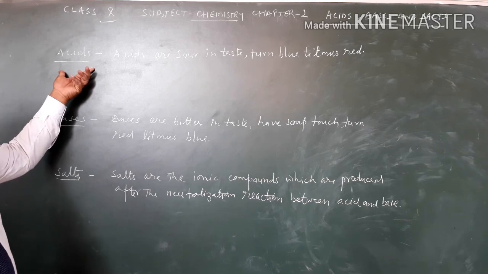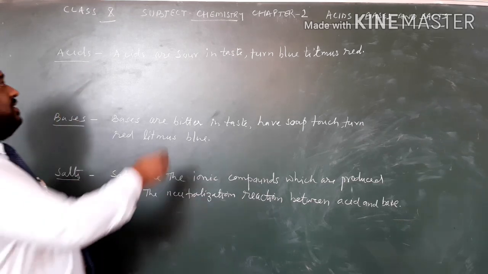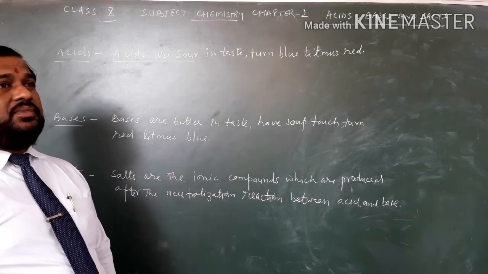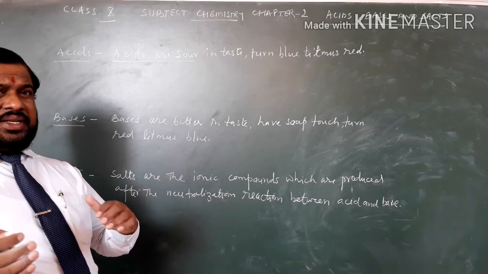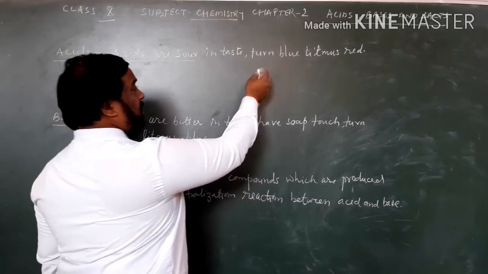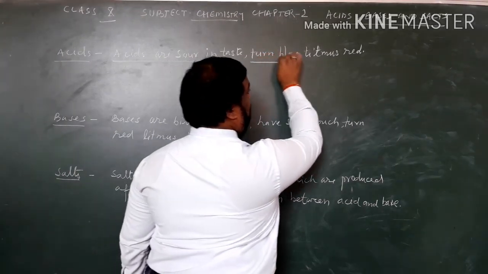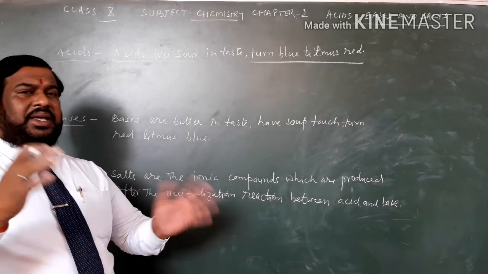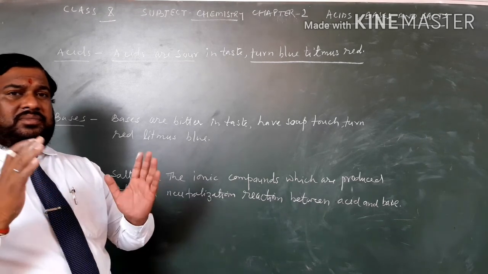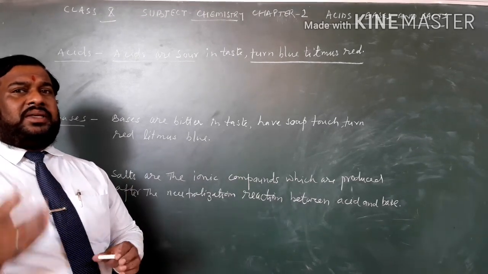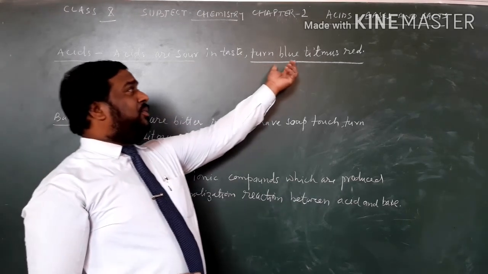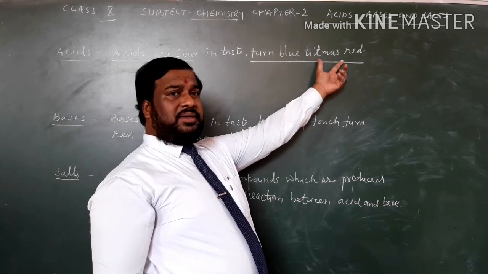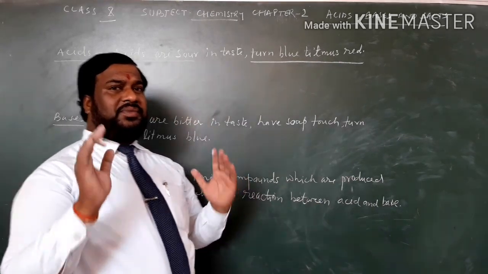Acids. The characteristic features of acids are that they are sour in taste, meaning having sourness. Second, acids turn blue litmus to red. Litmus is a type of indicator that shows acidity or basicity. So here, blue litmus is converted into red. This is a property of acid.